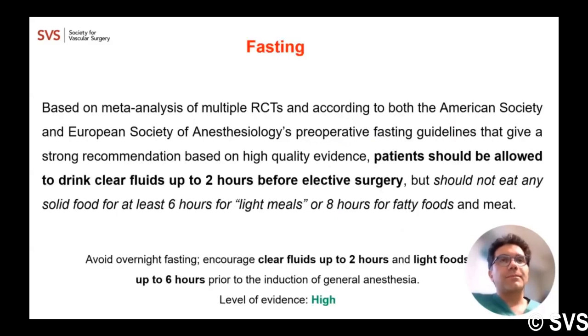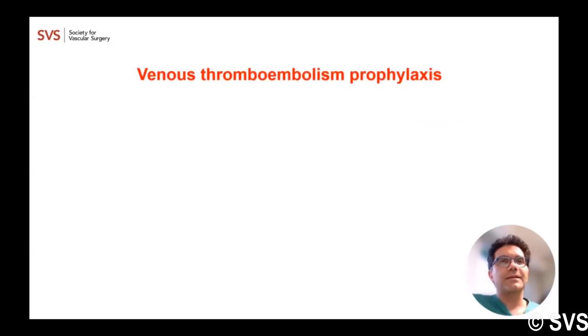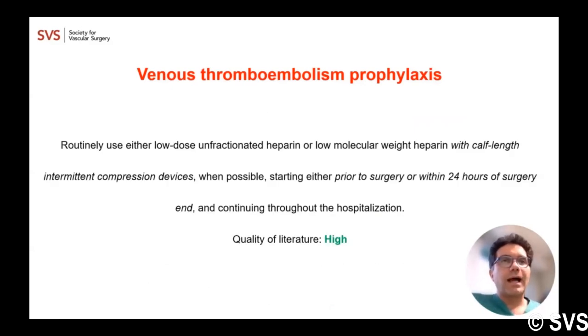As I said before, fasting is important in these guidelines, but also in the aortic guidelines, and the evidence to encourage clear fluids up to 2 hours and light foods up to 6 hours is important, with a high level of evidence. About venous thromboembolism, we suggest with a high level of evidence treatment with low dose unfractionated heparin or low molecular weight heparin, because the reduced mobility of these patients can induce venous thrombosis.